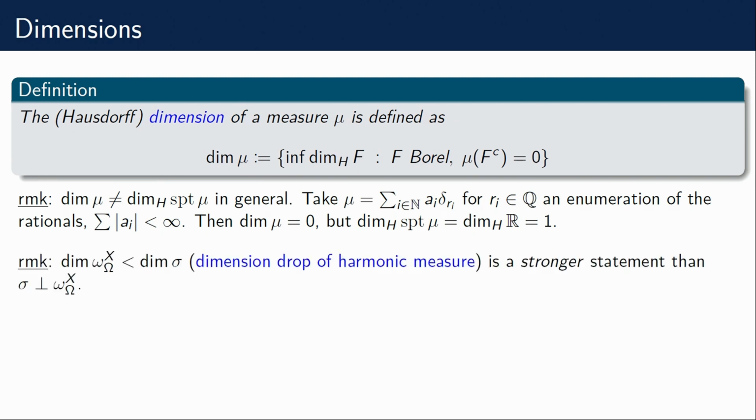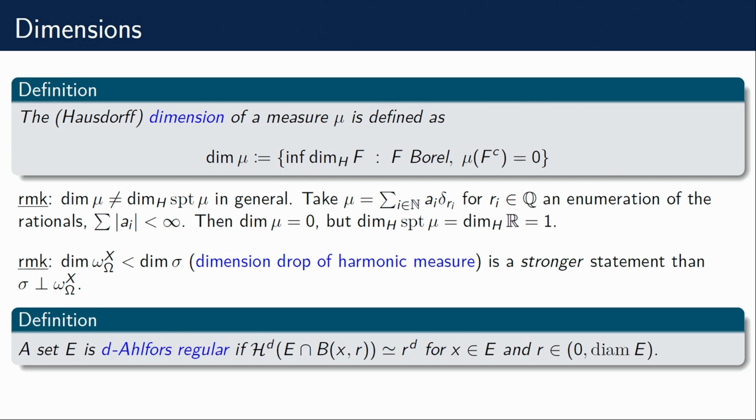And secondly, there's one phrase which will come up again and again, which is that the dimension of harmonic measure is less than the dimension of surface measure. I'll call this dimension drop of harmonic measure. A lot of the results I'll talk about say this, and I should say that this is a stronger statement than mutual singularity. If you have dimension drop of harmonic measure, then the measures are mutually singular, but it's stronger. It says harmonic measure sees a lower dimensional subset of the boundary.